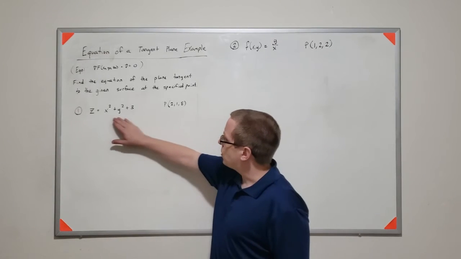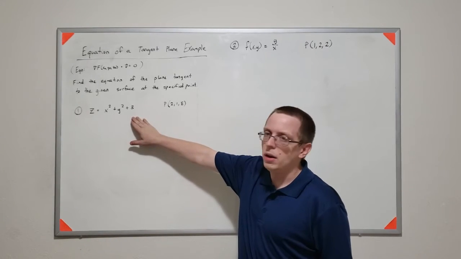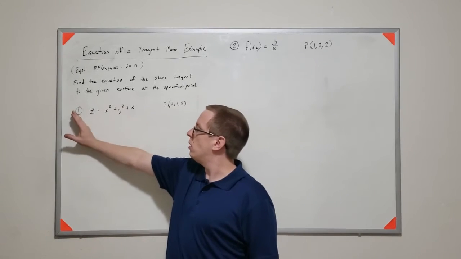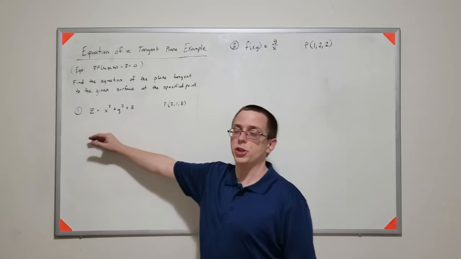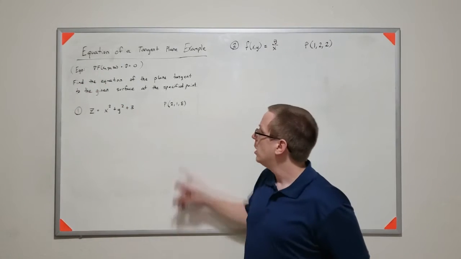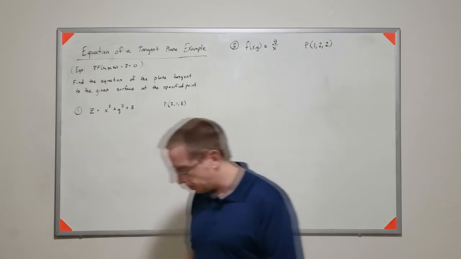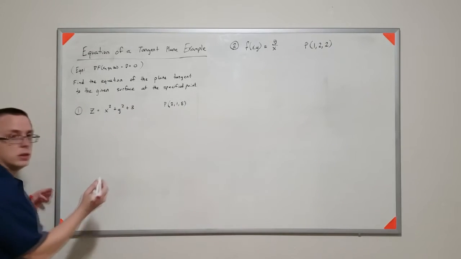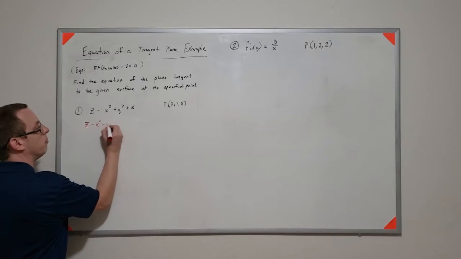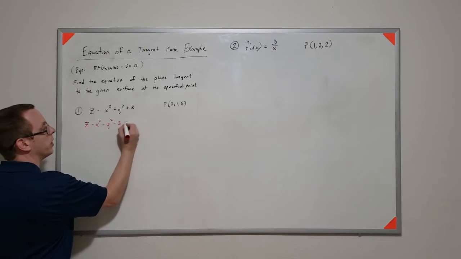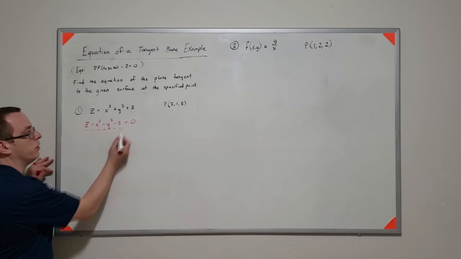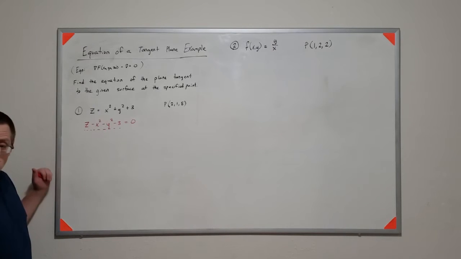I have this right here, and what I need to do is get all of the objects on one side of the equation before I take the gradient, because I need a function of three variables. And then I'm going to evaluate it at this point. So if I say z minus x cubed minus y cubed minus 3 equals 0, this is now my function of three variables. So I can take the gradient.